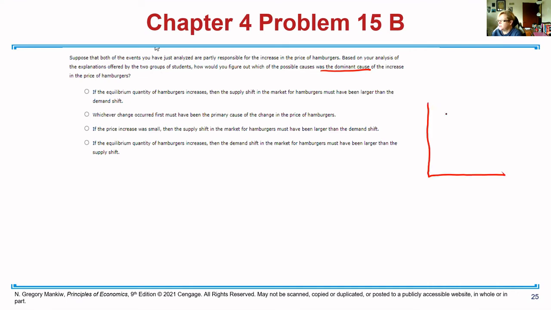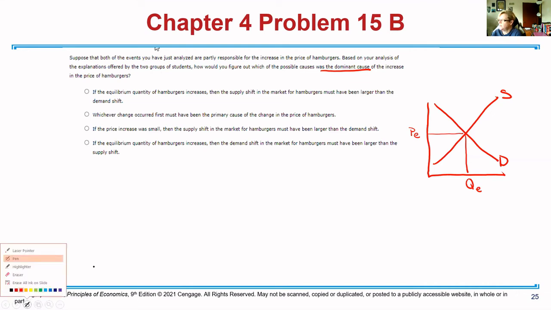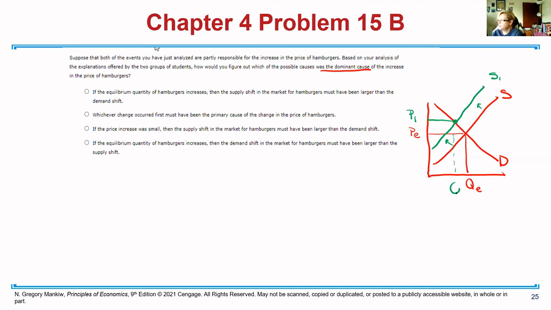So the first group of students thinks it was a supply issue, an input price. I'm going to start here at P sub B, the equilibrium price, and the equilibrium quantity. I'm going to do group 1 in a different color just to keep it straight, so I'll do them in green. If the price of beef goes up, the supply curve would shift inward, and the price would increase to P sub 1. And we would have a quantity decrease to Q sub 1.